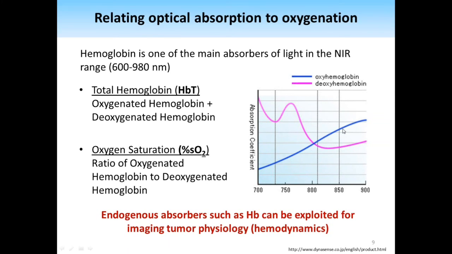So what we can do, by photoacoustic imaging at these two wavelengths, 750 nanometers and 850 nanometers, is get an idea of the levels of total hemoglobin by adding the levels of absorption at these two wavelengths together, and the oxygen saturation levels, by taking the ratio of the oxyhemoglobin levels to the deoxyhemoglobin levels. So of course, we can exploit this to learn things about tumor physiology, and specifically things like tumor oxygenation and hemodynamics.